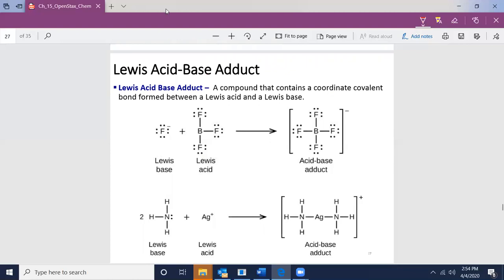So what is a Lewis acid-base adduct? A compound that contains a coordinate covalent bond formed between the Lewis acid and base. When you mix a Lewis acid with a Lewis base, a compound is formed, and that compound is going to have a coordinate covalent bond in it. When the compound has a coordinate covalent bond, we call it an acid-base adduct. As simple as that. So what is going on?